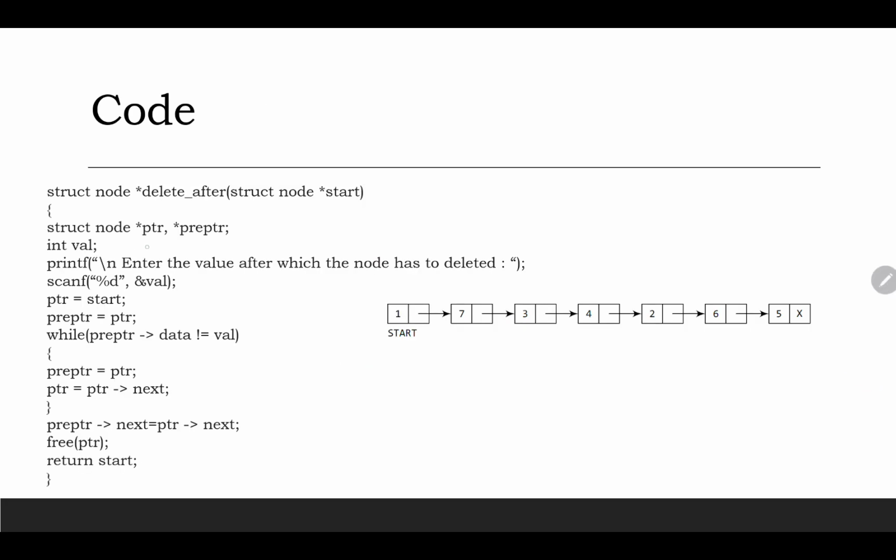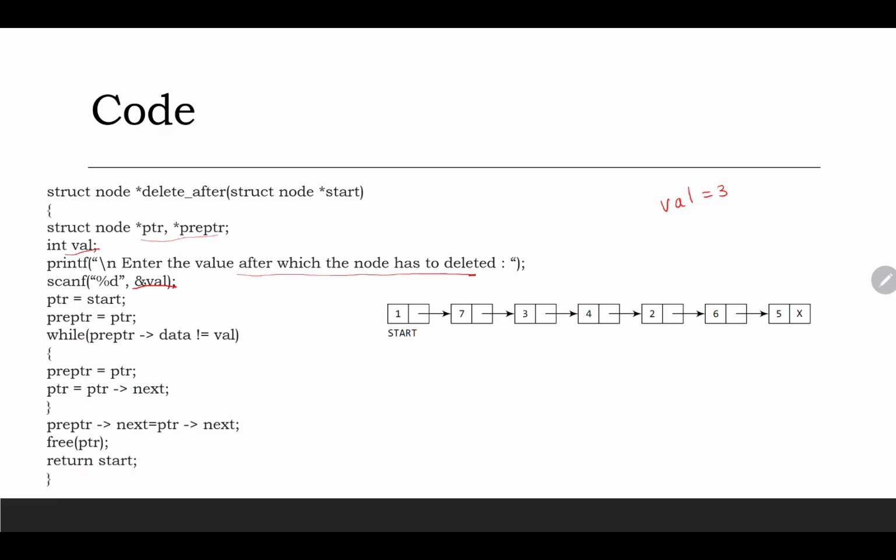First we are declaring two pointer variables, ptr and pre-ptr. Then we declare one variable, val. Then we enter the value after which the node has to be deleted. That is mentioned by the data value, so we have to get the value from the user. For example, I am giving val equal to 3.